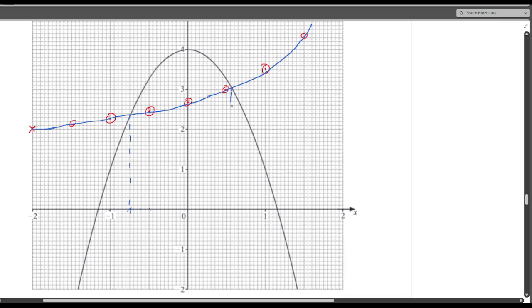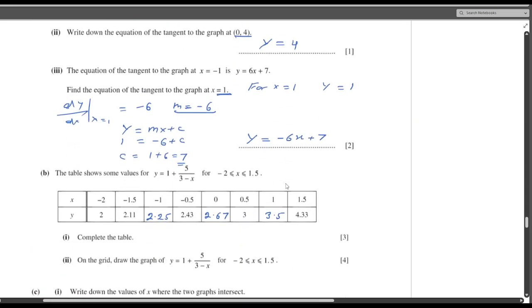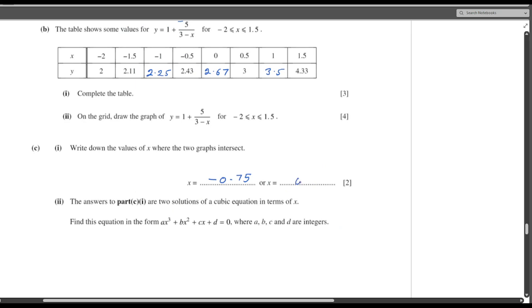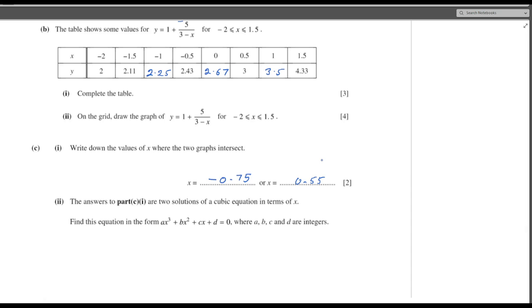And the other value of x, let us bring this point down. So this is 0.5, this is 0.55. Now here if some students get an answer like -0.8 or -0.7, that will also be considered. And for 0.55, if it is 0.6 or 0.5, that will also be considered. But better you draw a proper curve and get the accurate answer.